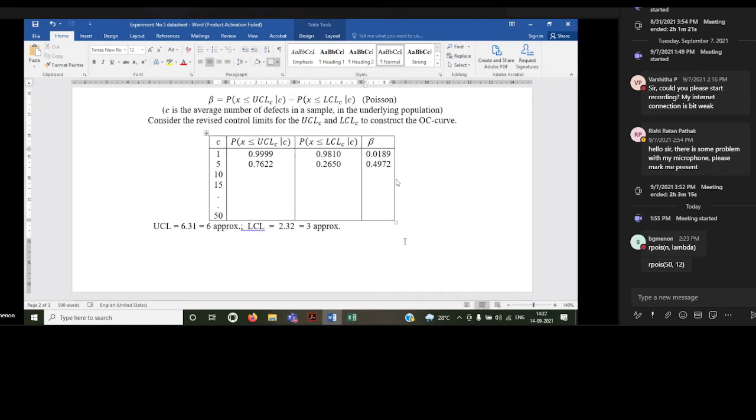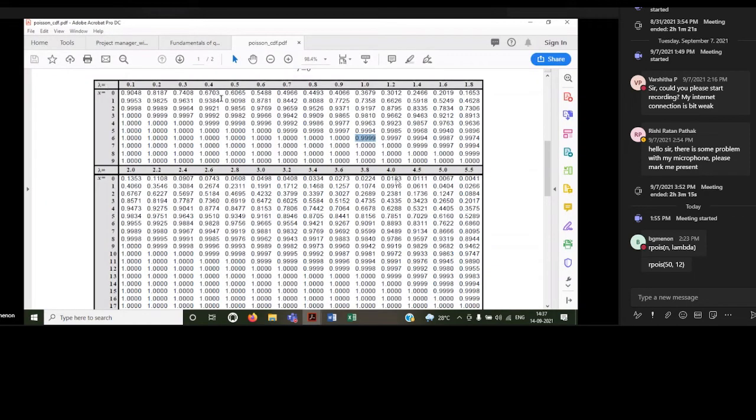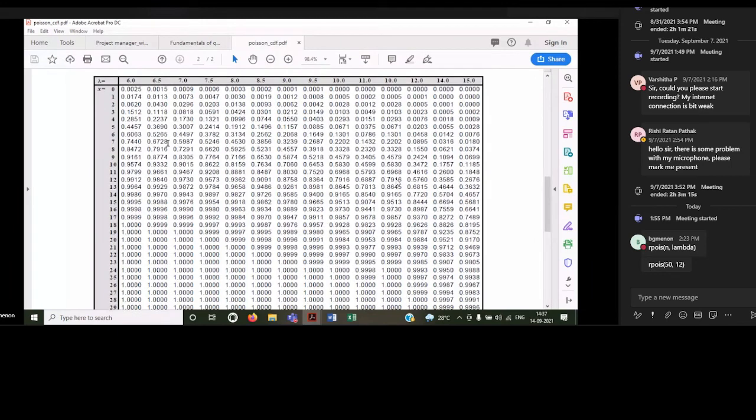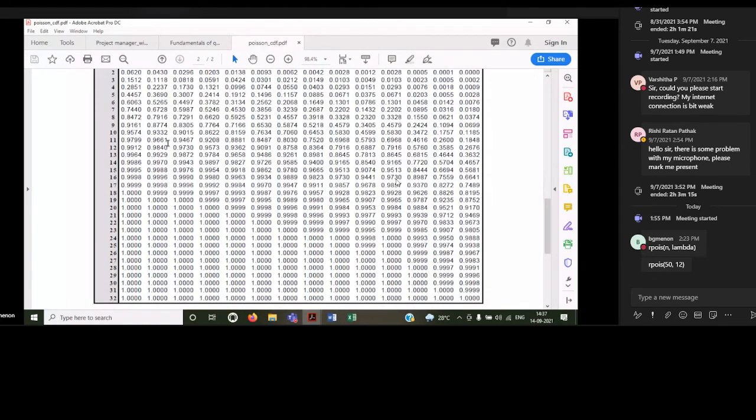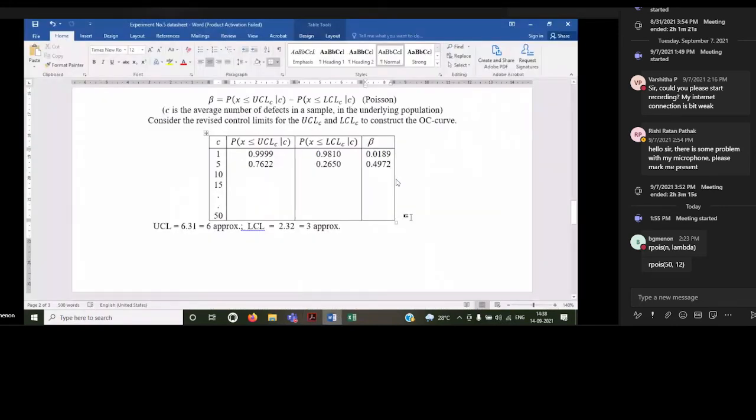Now where the Excel will really help you is with the values for C. If you go to the table, you can see the C value, that is lambda. Lambda value starts from 0.1 and goes up to 15. You have a maximum lambda value only up to 15, whereas in the question, you are asked to find out up to 50. So for 50, what will be the answer?